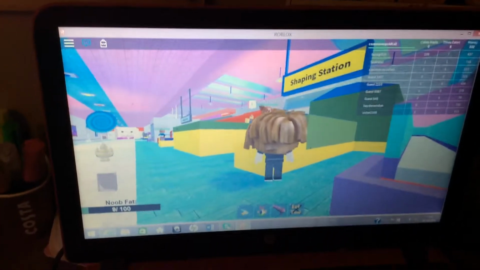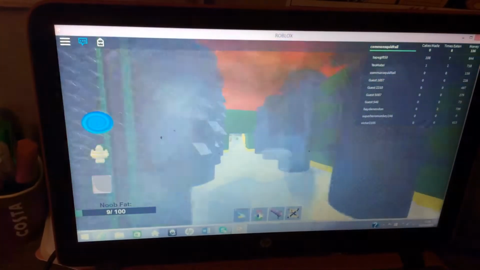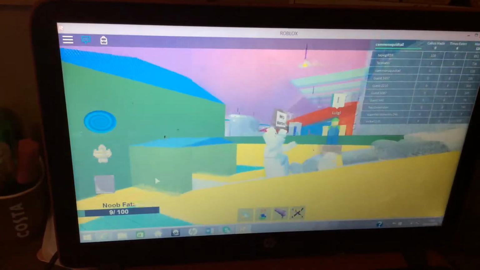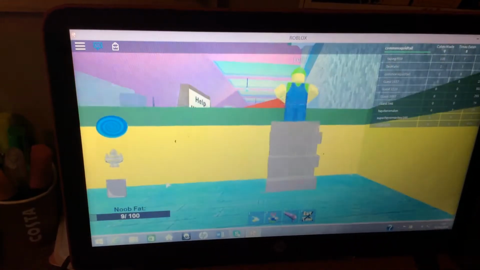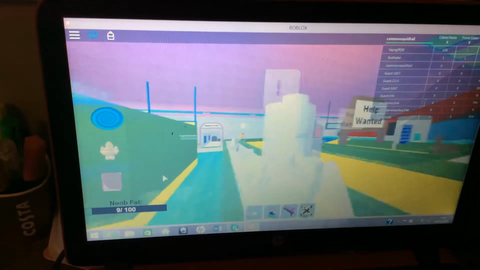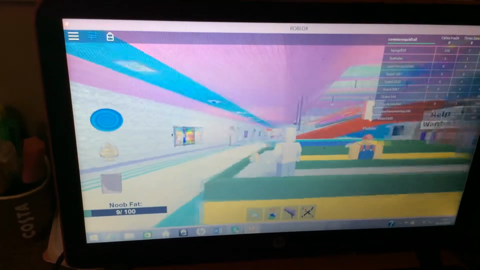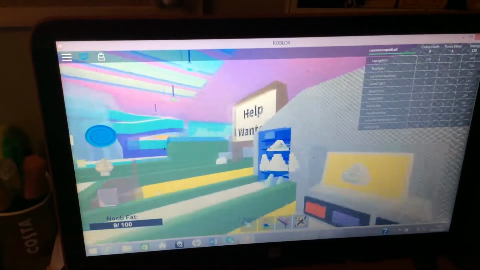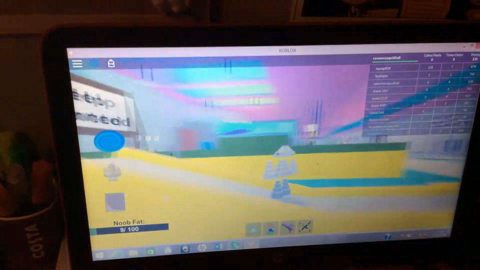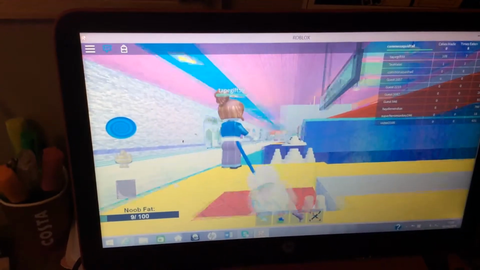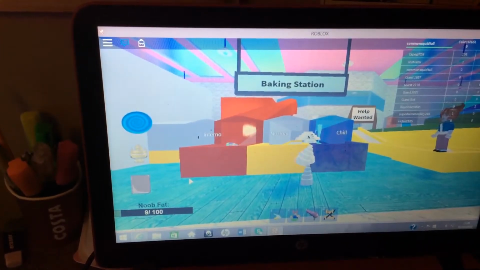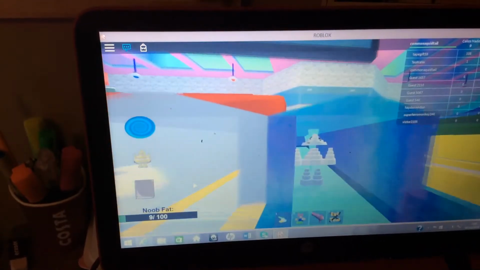Okay, last one is the shaping station. Whoa. Where's my Luigi Pokemon? Okay, so Inferno, normal or chill? Actually, I'm going to be chill.